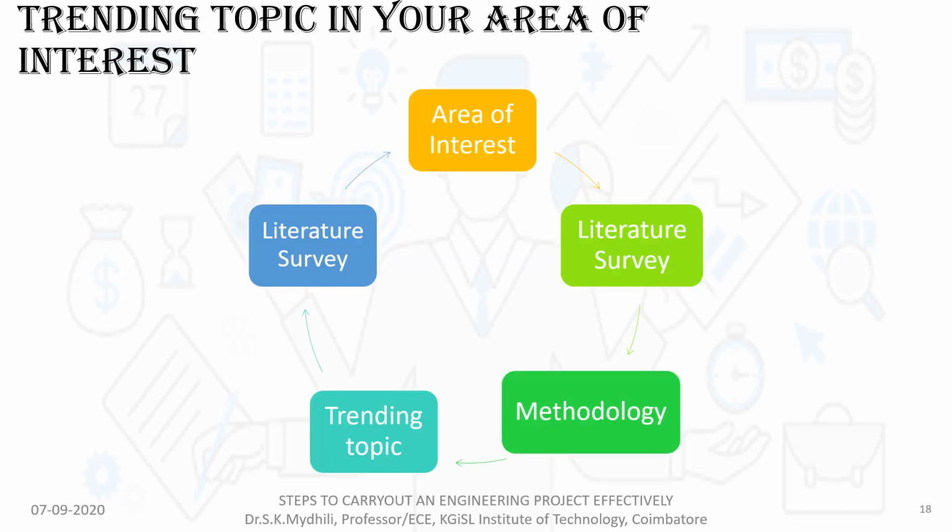As mentioned in the previous slide, select the area of interest for the trending topic. Literature survey to be done, methodology adopted. What is the trending topic? Again, do the literature survey. So this is a cyclic process.